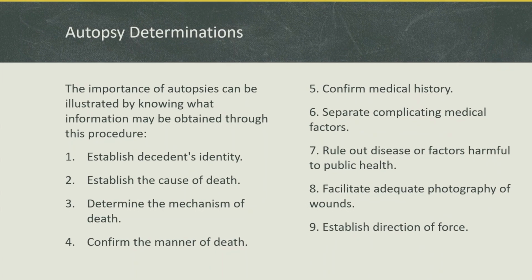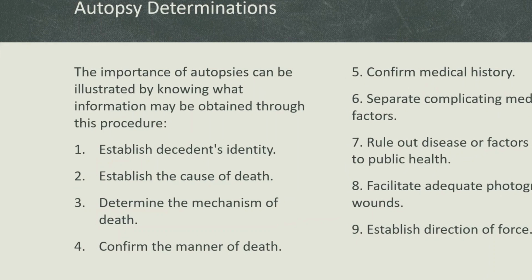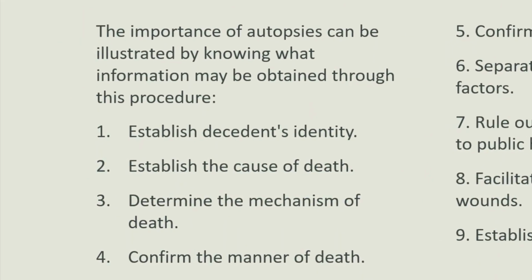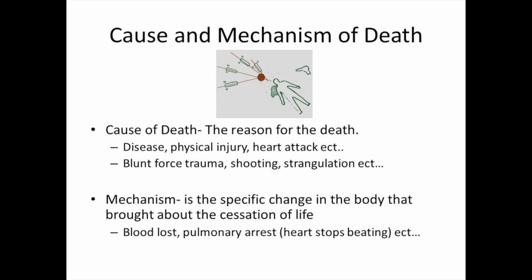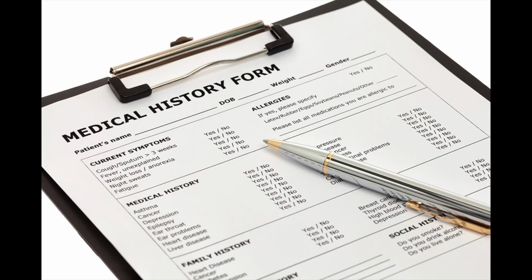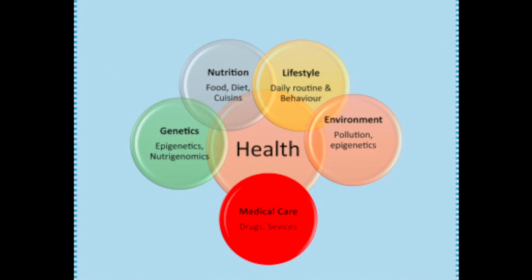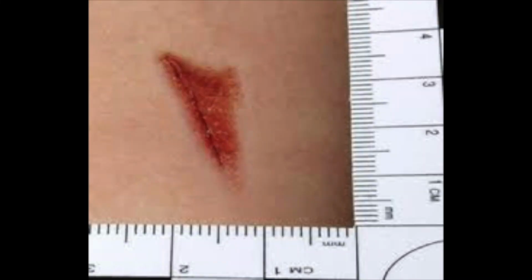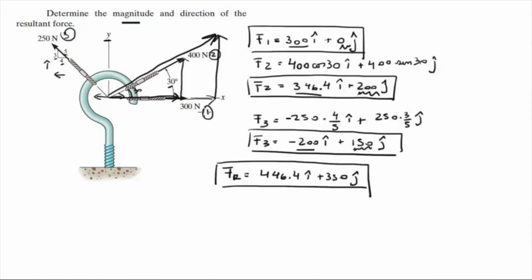Autopsy determinations. The importance of autopsies can be illustrated by knowing what information may be obtained through this procedure. It can establish the decedent's identity, establish the cause of death, determine the mechanism of death, confirm the manner of death, confirm medical history, separate complicating medical factors, rule out disease or factors harmful to public health, facilitate adequate photography of wounds, and establish direction of force.